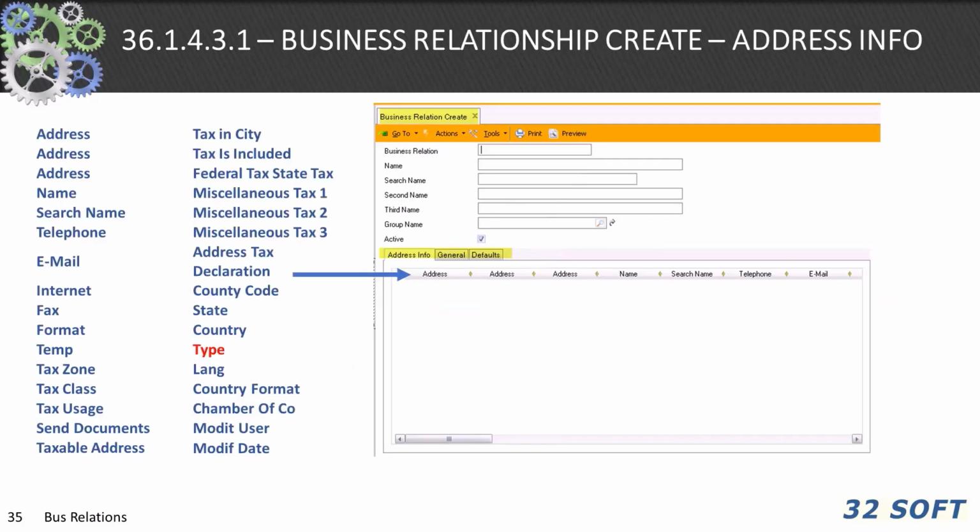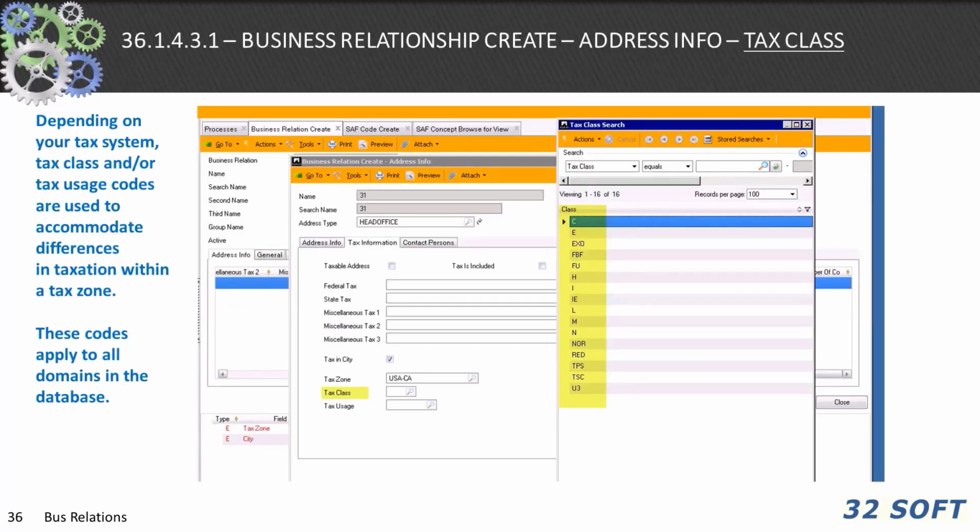The 36.1.4.3.1 Business Relationship Create Address Info tab contains 32 different elements of the business relationship record. Depending on your tax system, the tax class and tax usage codes are used to accommodate differences in taxations within a tax zone. These apply to all domains in the database.